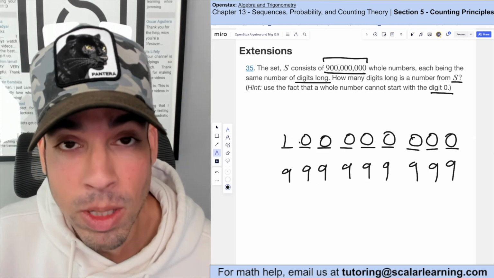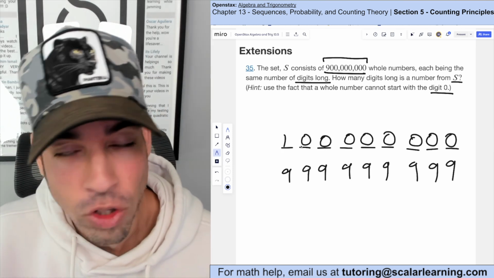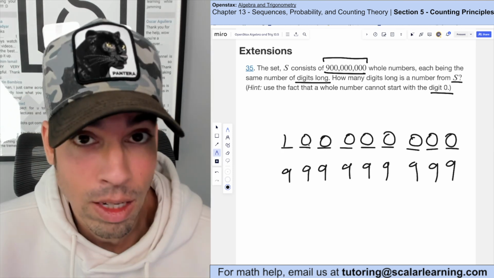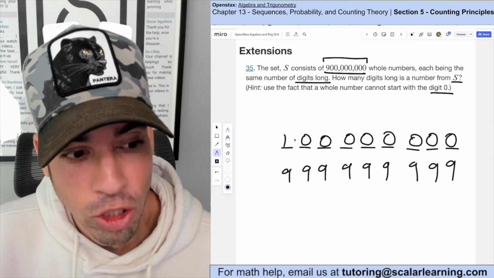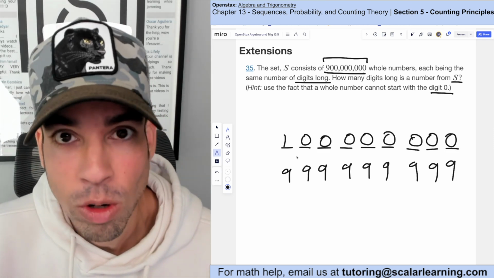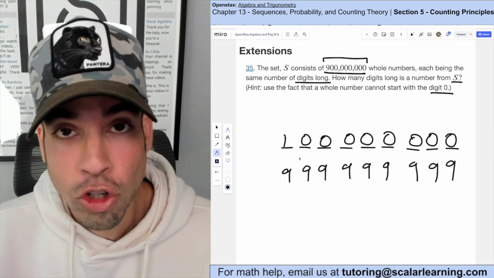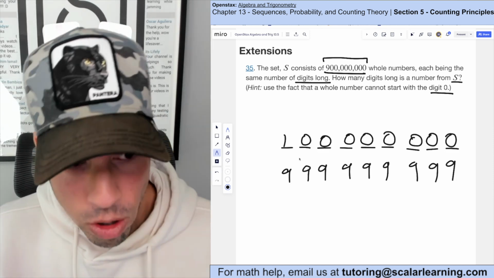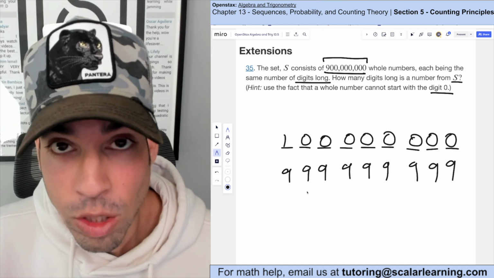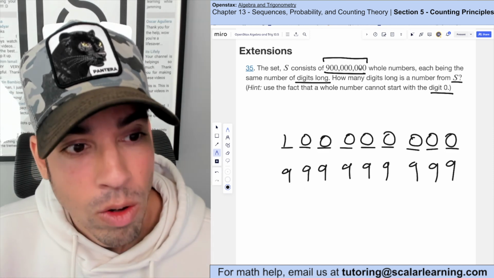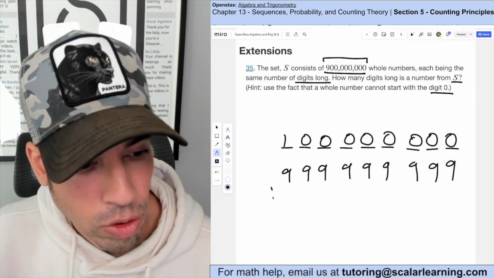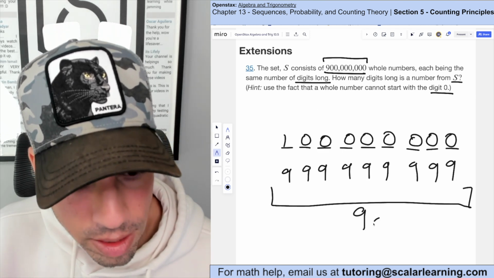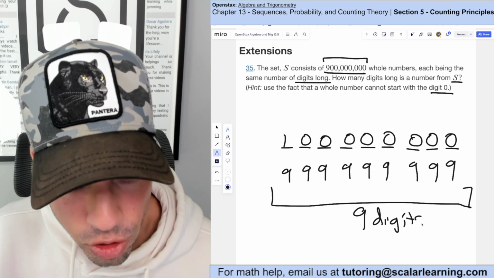Well, from 100 million to 199,999,999, right there, that's going to be 100 million values, right? So 100 million just from 100 to basically 200 million. Then you have another 100 million up to 300 million, 400 million, etc. Meaning that once we get to 999 million, we've now gotten this full 900 million numbers. So the answer, therefore, is 9 digits. That's how you do it.